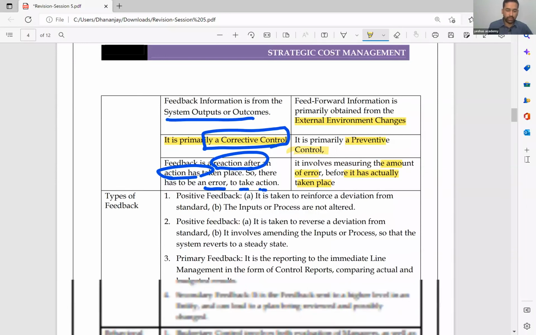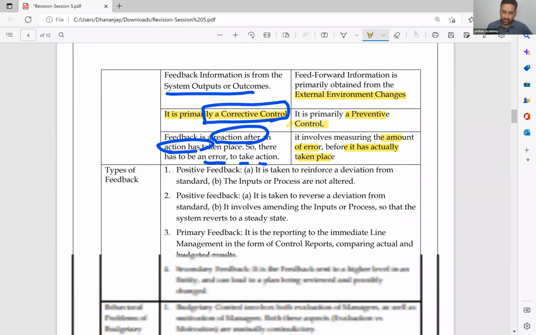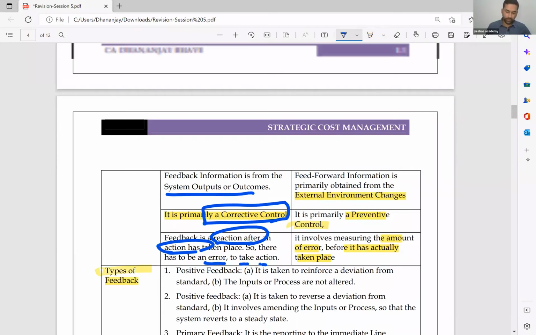Type of feedback in budget. One of the important things is you talk to the employees. By the way, please mark this section important: feedback control and feed forward control.